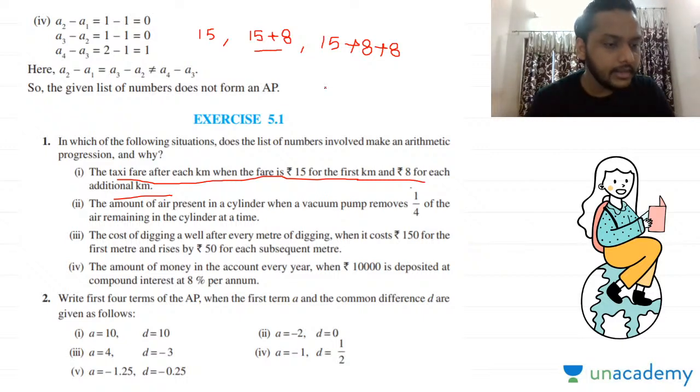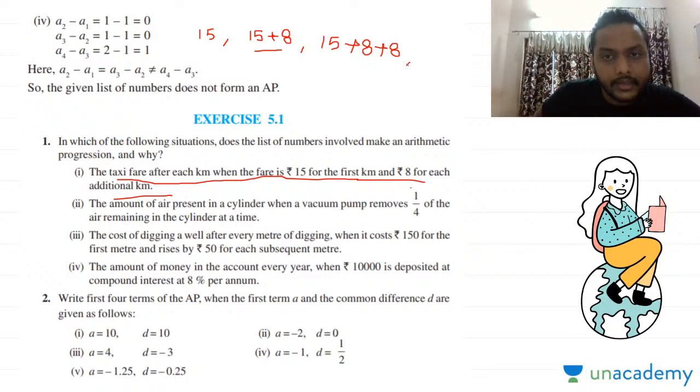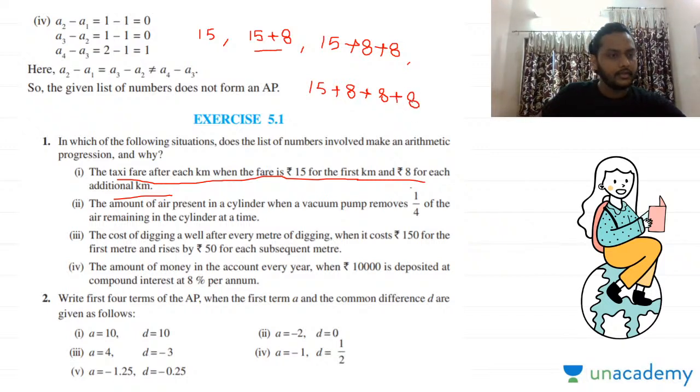Okay. Similarly, if I take the journey of how many kilometers? 4 kilometers. So in that case, first kilometer will be 15. Then I will be having second kilometer as 8. Then I will be having third kilometer as 8. And then I will be having fourth kilometer as 8. Am I clear or not, guys? You got this? Everyone clear with this?